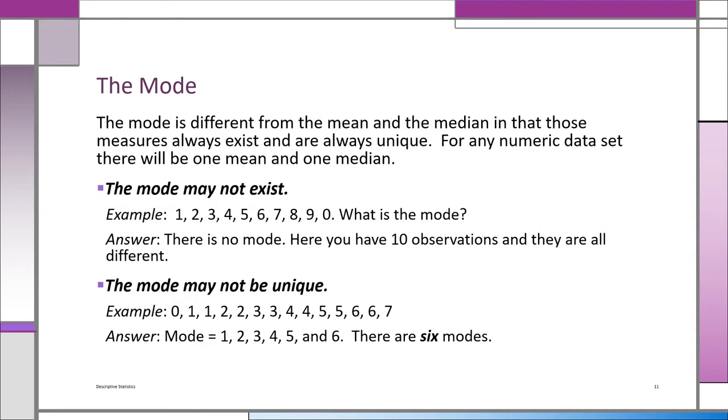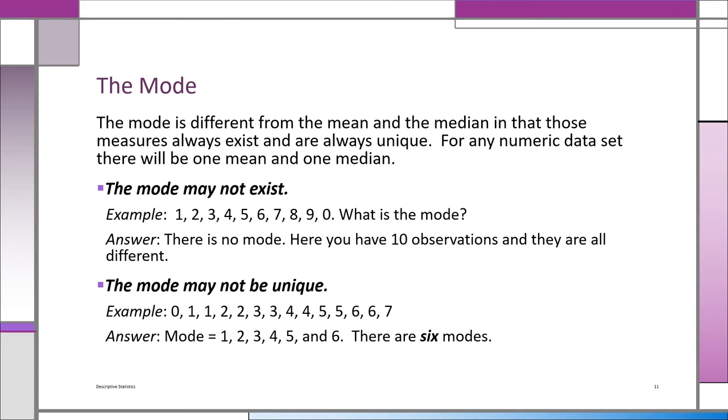Okay, let's look at some properties of the mode. The mode, unlike the mean and the median, which always exist, you may not have a mode, and it may not be unique. Look at the first problem. If I ask you, what's the mode? 1, 2, 3, 4, 5, 6, 7, 8, 9, 0. Well, it has no mode. Everything showed up once. There is no mode. 10 observations, there's no mode. However, there is a mean and there's a median, but no mode.